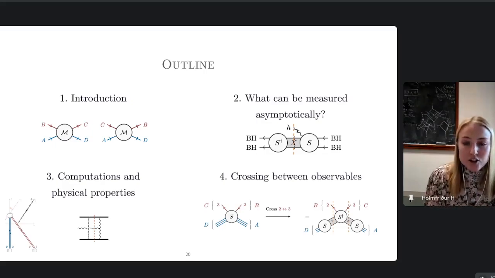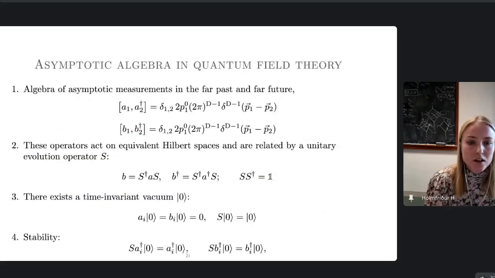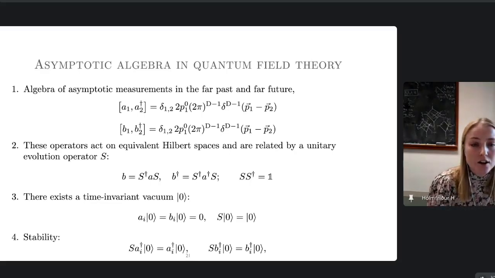Okay, so that was the introduction about crossing symmetry. Let's now go on to asking the question of what can be measured asymptotically. What are these different objects with these different i epsilon prescriptions that we're landing on? So here is the asymptotic algebra that we assume. These are things that we take as axioms, basically. We have an algebra of asymptotic measurements in the far past and the far future. So we have the usual commutation relations between creation and annihilation operators.